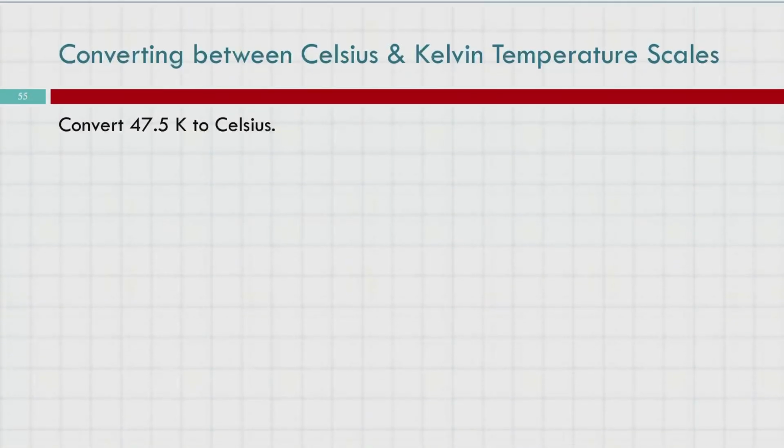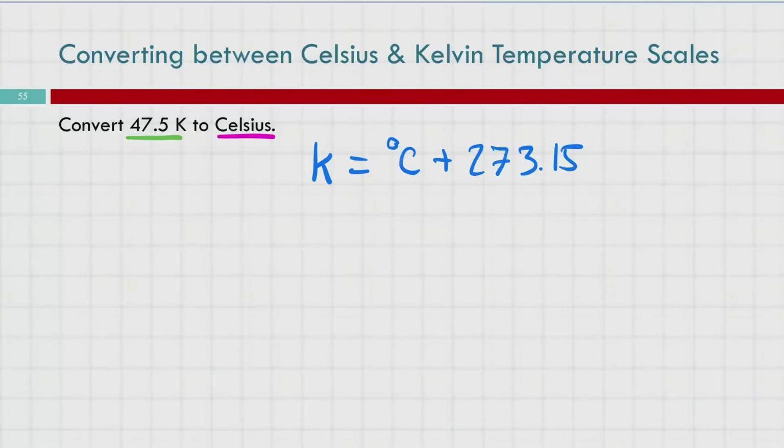All right, we want to convert 47.5 Kelvin to Celsius. So we're given Kelvin, we're going to Celsius, we've got a formula for it. The formula, Kelvin equals degrees Celsius plus 273.15.